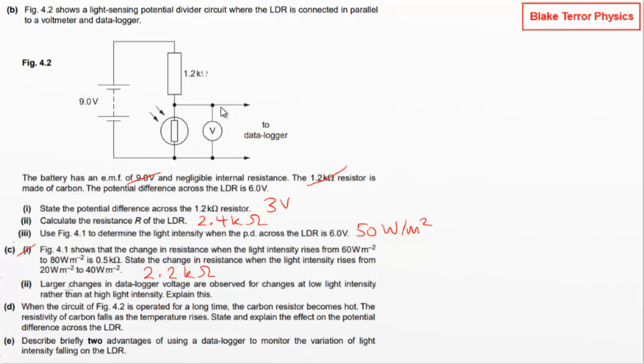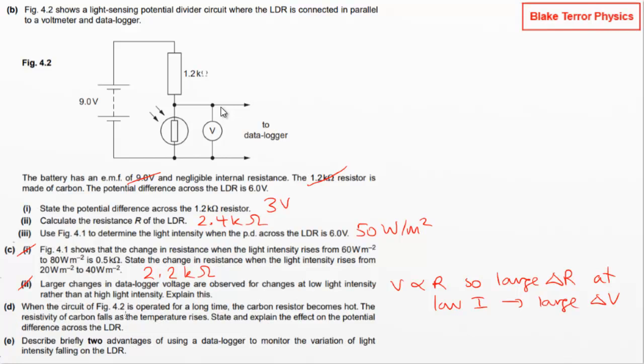Larger changes in data logger voltage are observed for changes at low light intensity rather than at higher light intensity. Explain this. Well, we've got that the voltage is proportional to the resistance. So a large change in resistance at low light intensity will lead to a large change in the potential difference. So that's following on to our description of the graph that we did in part A.